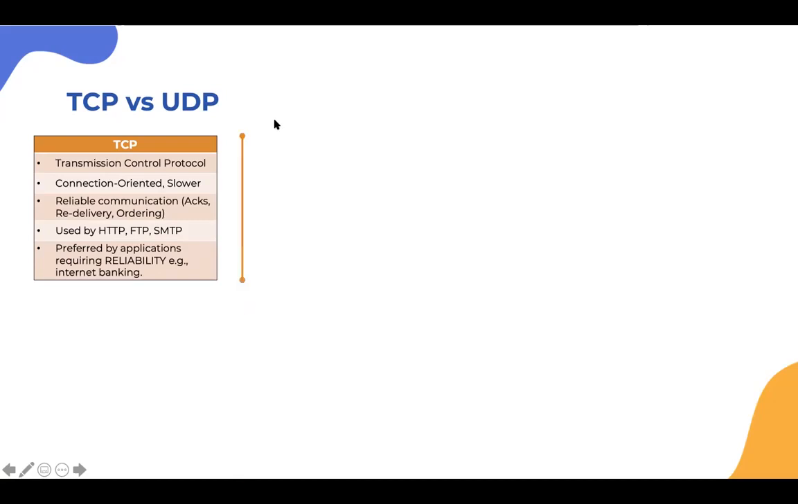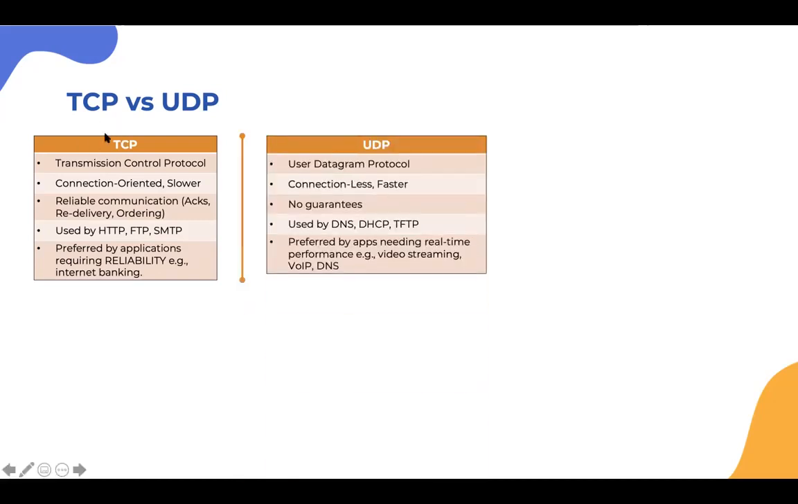Okay, so TCP versus UDP. TCP's full form is Transmission Control Protocol. UDP is an abbreviation for User Datagram Protocol. TCP is more connection oriented.